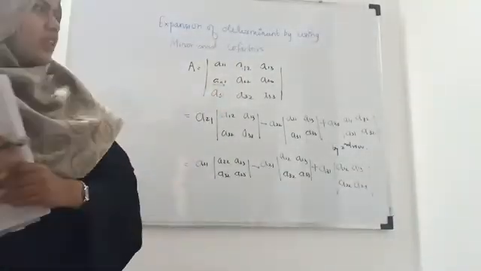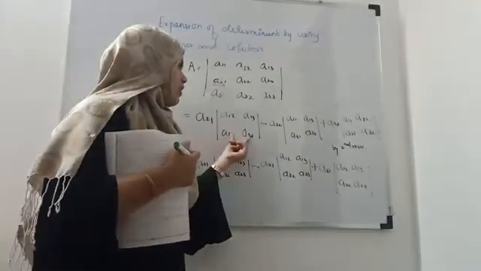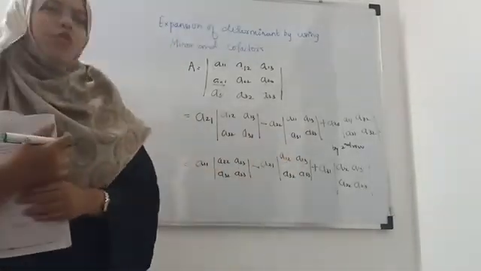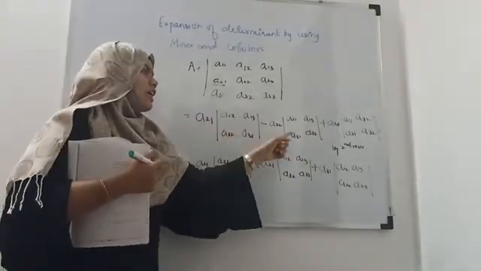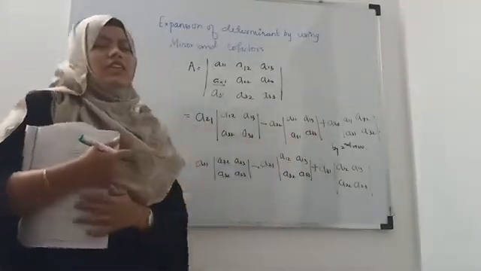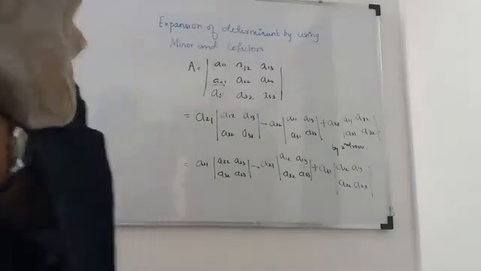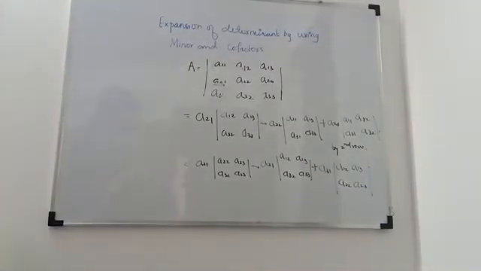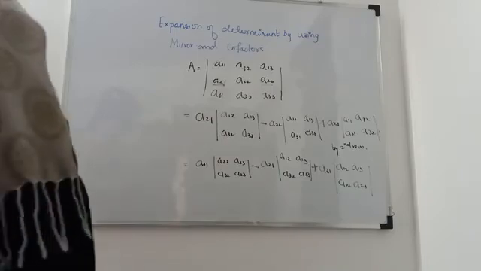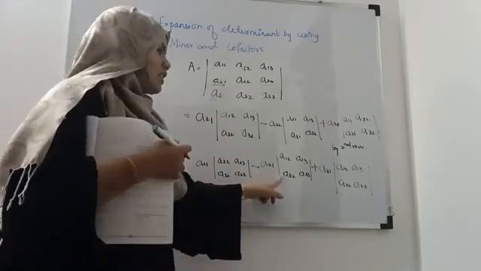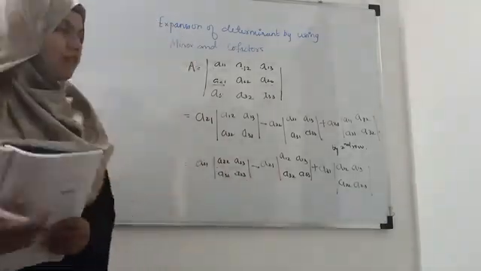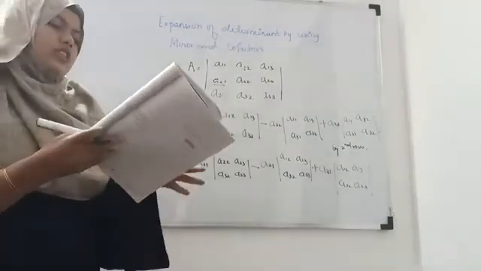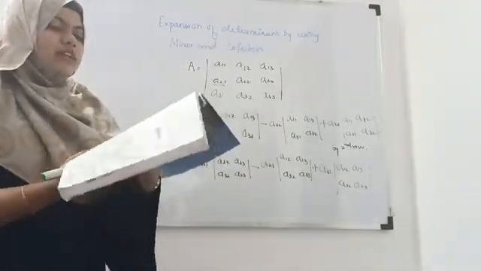Okay, and similarly you can convert this part into the corresponding cofactor. This is C21, this is C22 and this is C23. Similarly here also, this is C11, C21 and C31. So these are the cofactors and the minors.